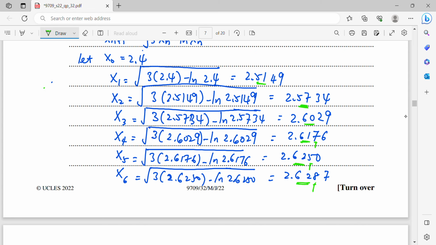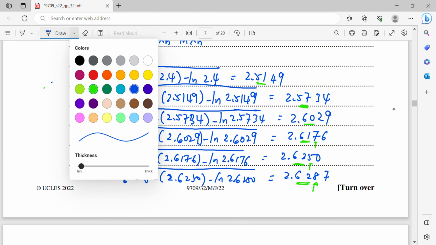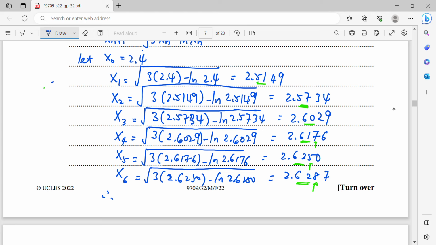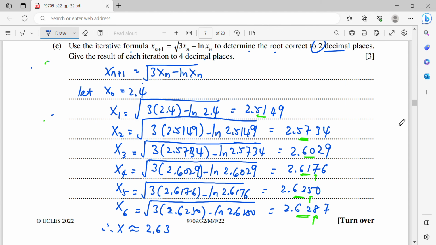And now when you compare, right, first two decimal places are 62, but when you round off the third one, it becomes 63. So it's the same as the previous. Therefore, we can get the answer right now. So my final answer, x is approximately 2.63. Okay, so that's the solution.